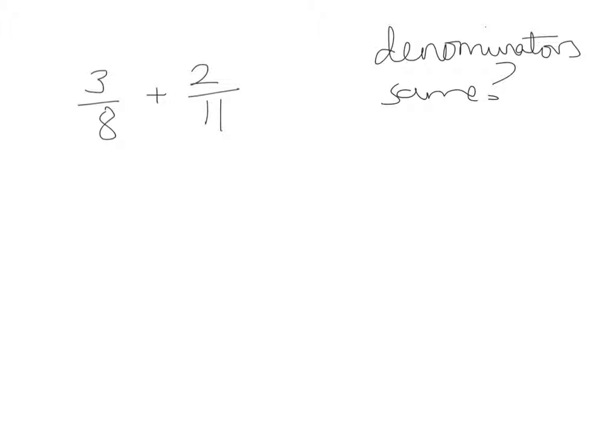We need to think about the 8 times table, and we'd go through the 8 times table and the 11 times table, and we keep going through until we reach the lowest common multiple that they both go into, and we'd use that as the denominator. Alternatively, you can just look at the denominators and think, if I multiply this one by 11 and this one by 8, well, my denominator would be 8 times 11 for here and 11 times 8 for here.